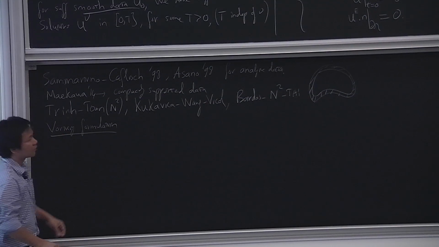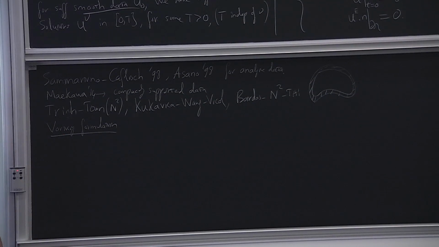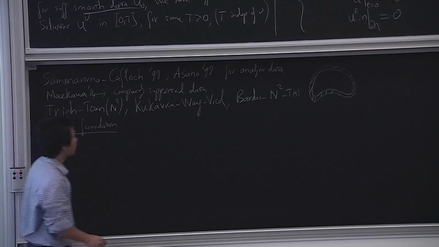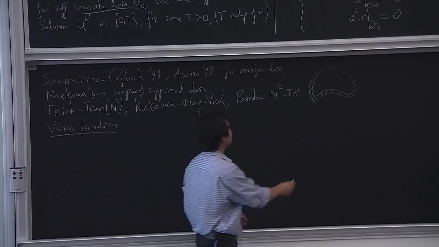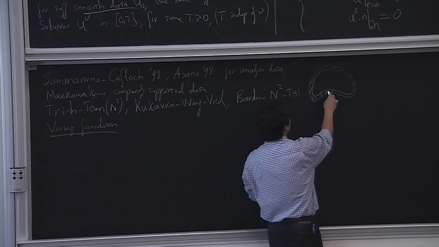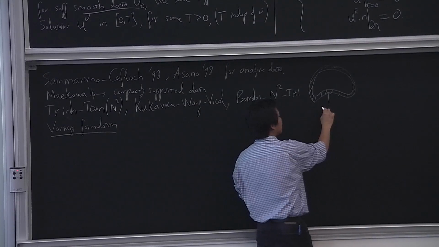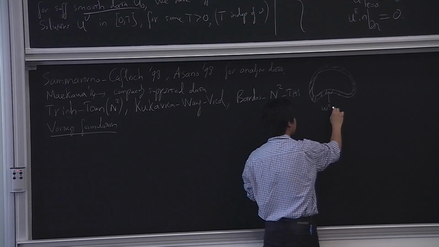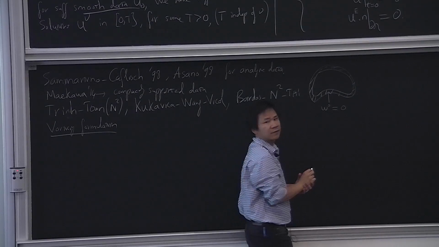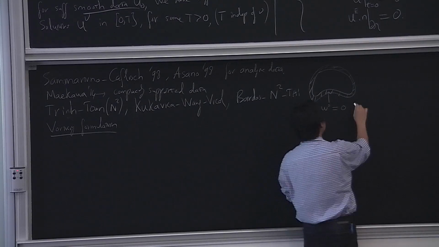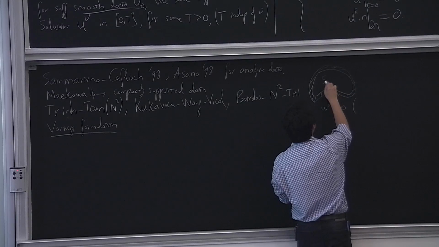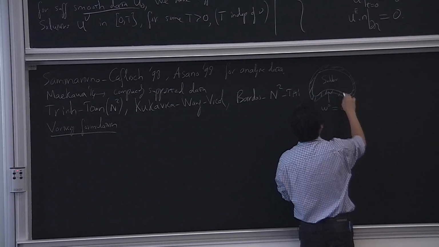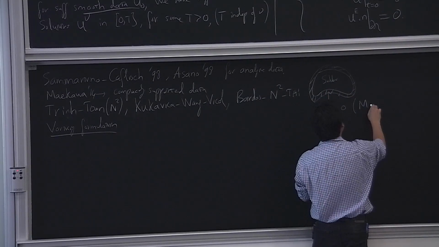Sorry, when you say compactly supported, that's outside of the boundary. Exactly. So yeah, that's a great question. The result of Miyakawa is that the datum of the vorticity is equal to 0. So vorticity is equal to 0 near the boundary. So inside is overlap. Okay, and this is the result of Miyakawa.